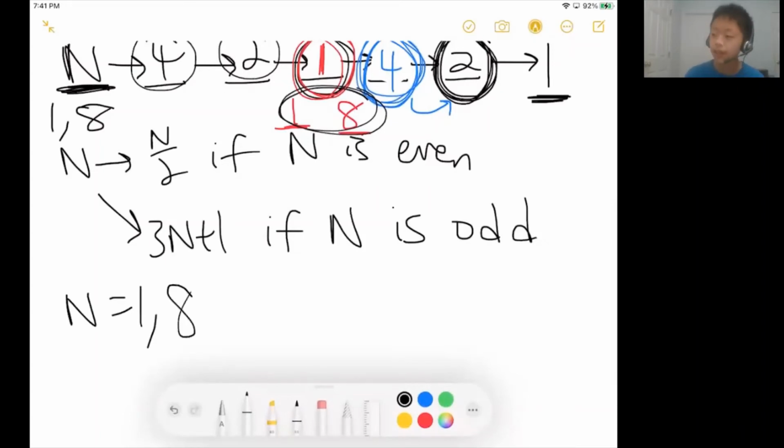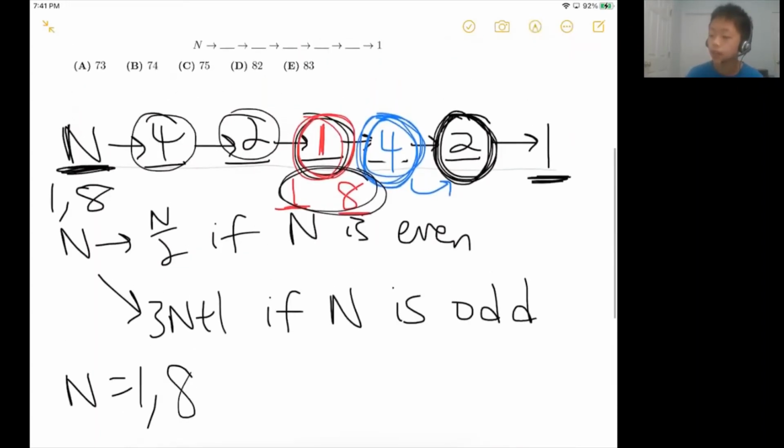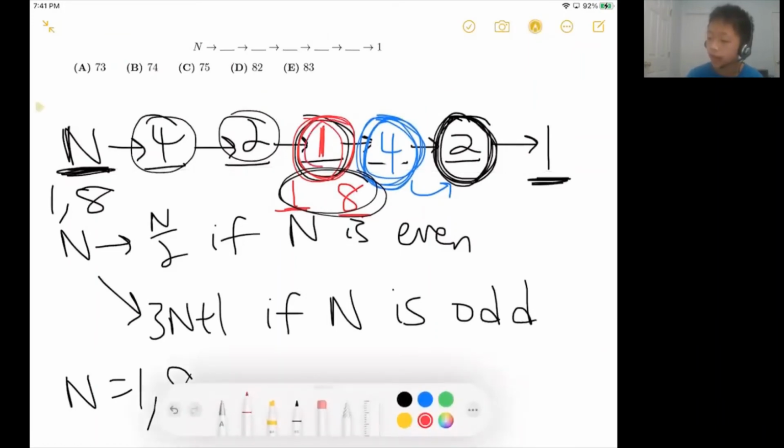But clearly, that's not all. We still have to consider when the number in the red circle here is equal to 8. So let's consider that case then. If this number here is equal to 8, then what can this number be? Let's call this number x. If x is even, then x over 2 has to give us 8. So that tells us x can be 16.